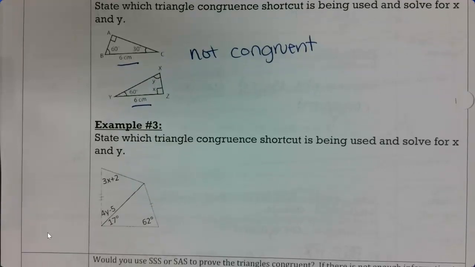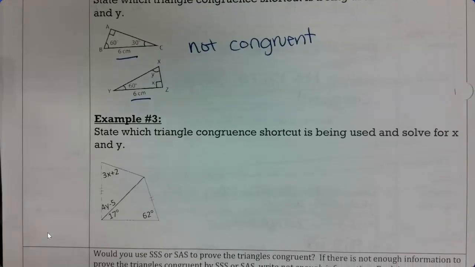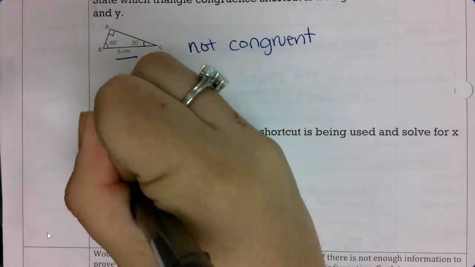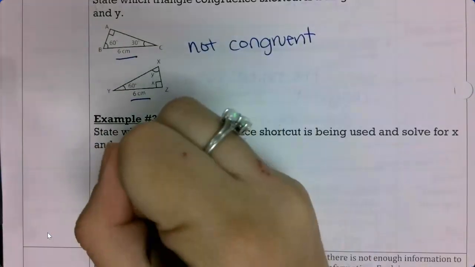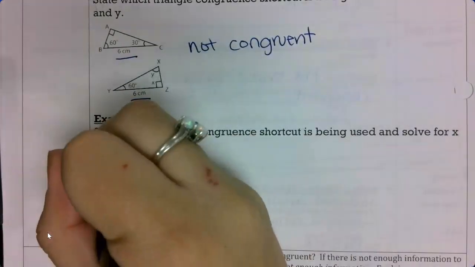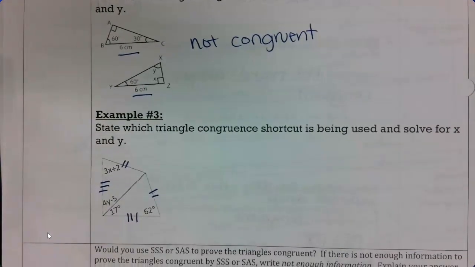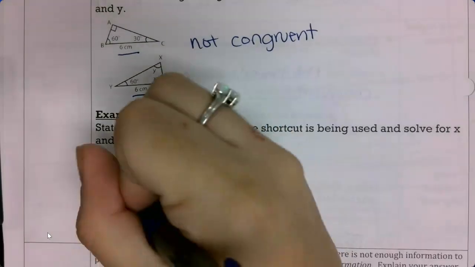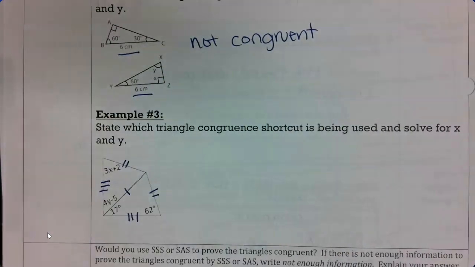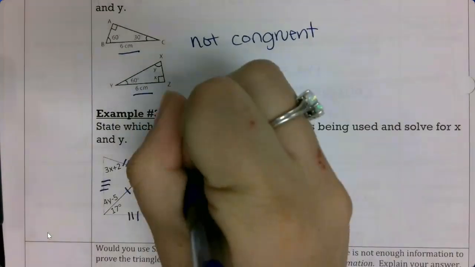Okay, this one the triangle markings are a little hard to see. I have double tick marks here, double tick marks here, triple here, and triple here. I also know that if they share a side, it has to be congruent. So this one is by 3 sides.